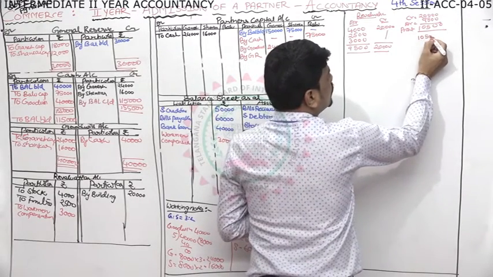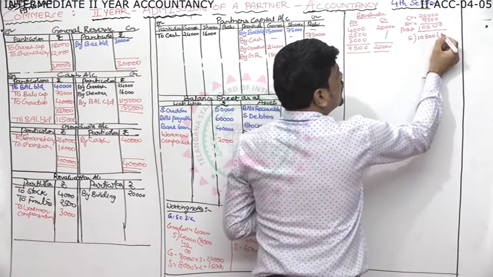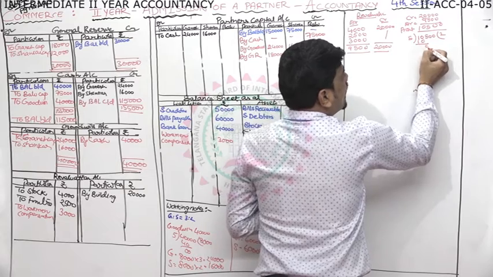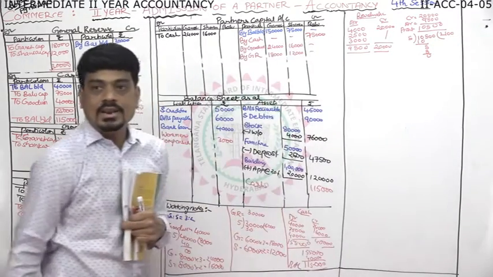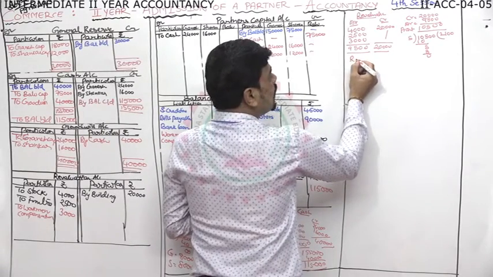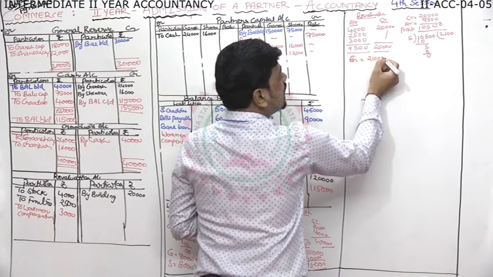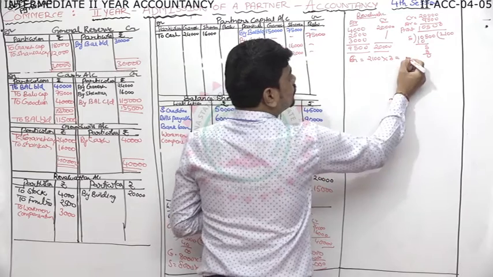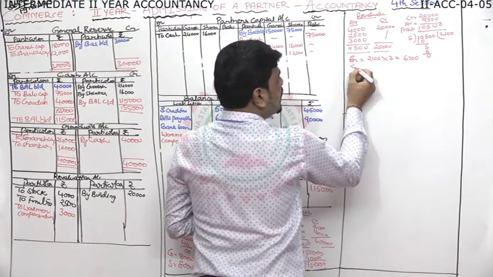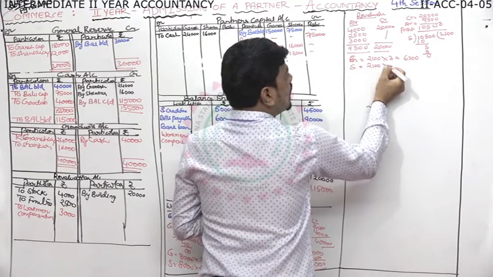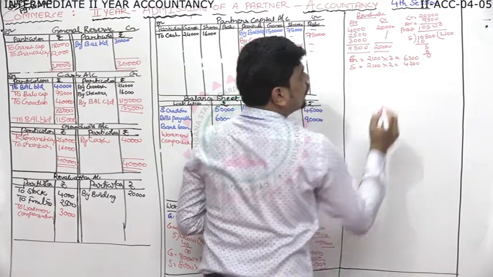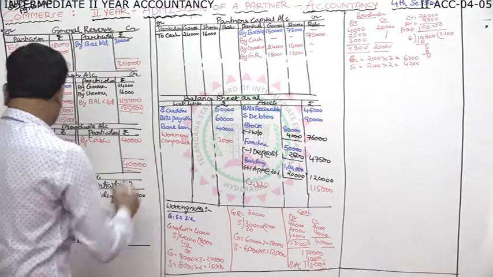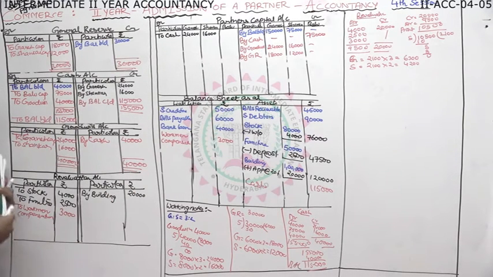You know the quotient. Divided by 5, 5 2s are 10, 5 1s are 5, 2 zeros, 2,100. Now again I'll do the share of Ganesh. 2,100 into 3, 6,300. Shankar, 2,100 into 2, 4,200. Cross check, 3 plus 2, 5, 6 plus 4, 10, 10,500 here. So profit will be posted to revaluation account first.